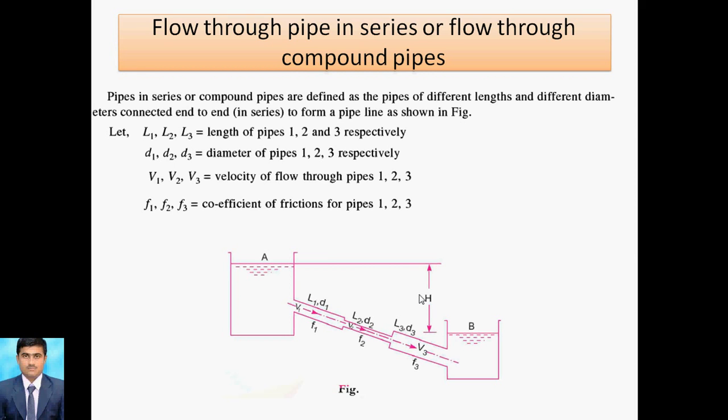This coefficient of friction depends on different parameters like different materials, lengths and diameters. According to that we have to determine F1, F2, F3, so this is also different for different pipes. Then capital H is the difference between the water levels in the two tanks. So this height is called capital H.